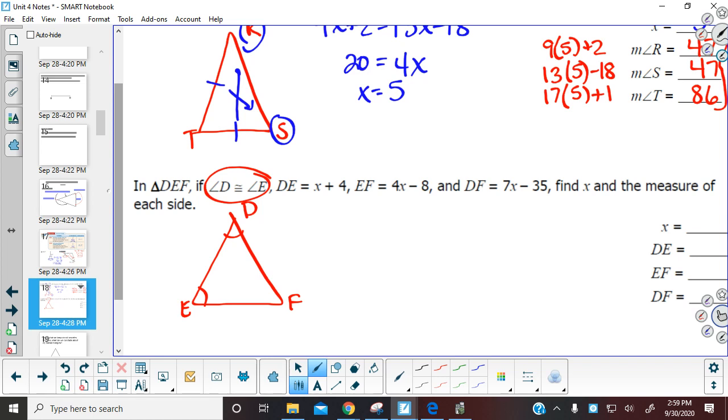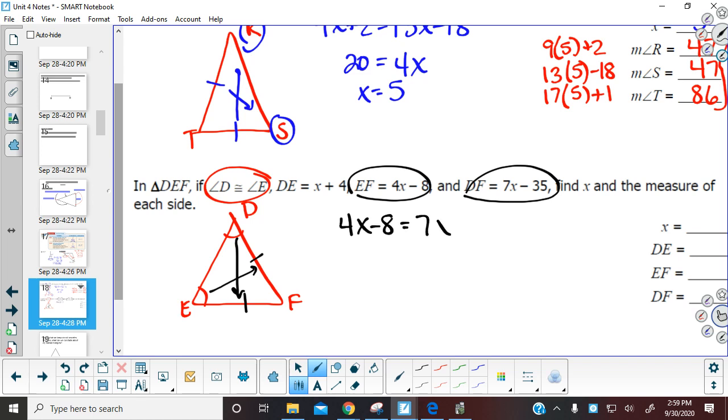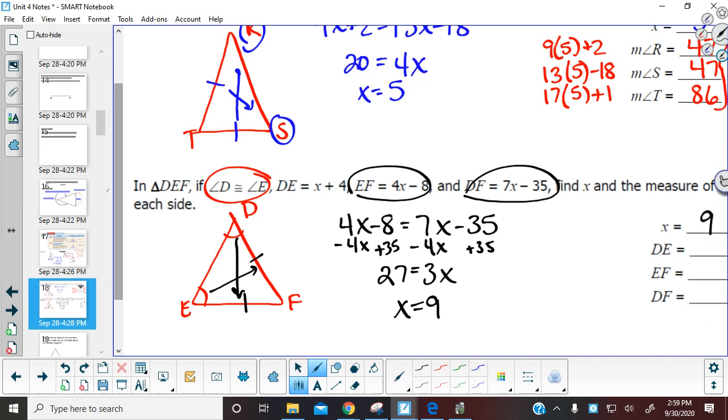Okay, so as we look at this, the side across is EF, the side across is DF. So if we're looking at EF and DF, we're looking at those two sides. Again, they are going to be congruent because they're across from angles that are congruent. And so when I set this up, I end up with 3x on the right. I'm going to add 35 to each side as well. And when I add 35 to each side, negative 8 plus 35 gives us 27. And when I divide, I get x equals 9. Okay, so I have 9 for that value.